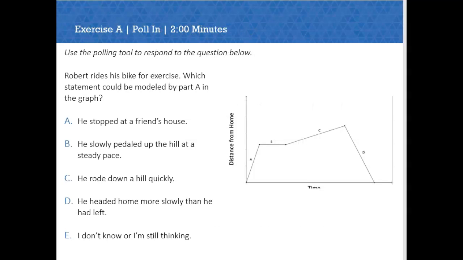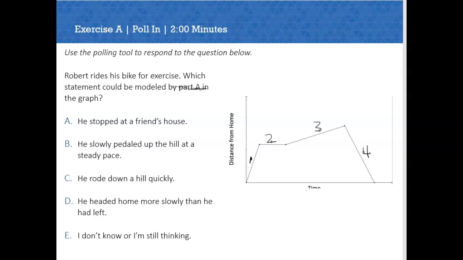So we're going to look at each of these steps here. And we're going to look at this holistically, A, B, C, and D, which I wish they would label differently. Let's call these 1, 2, 3, and 4. It says Robert rides his bike for exercise. Which statement could be modeled? We're just going to go by each part in the graph: 1, 2, 3, 4.